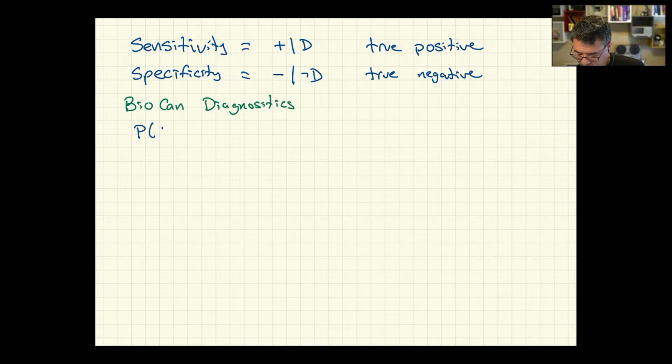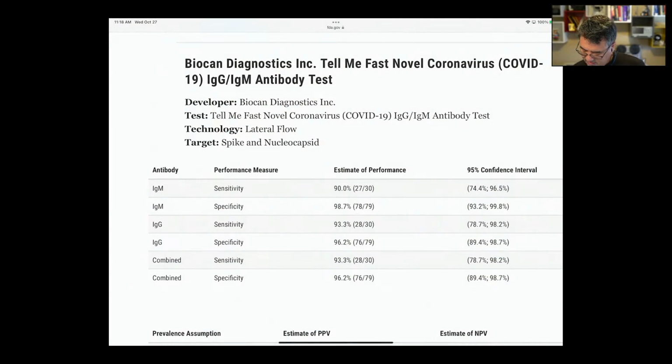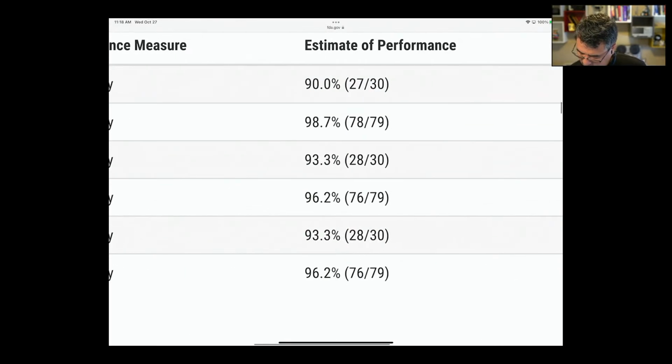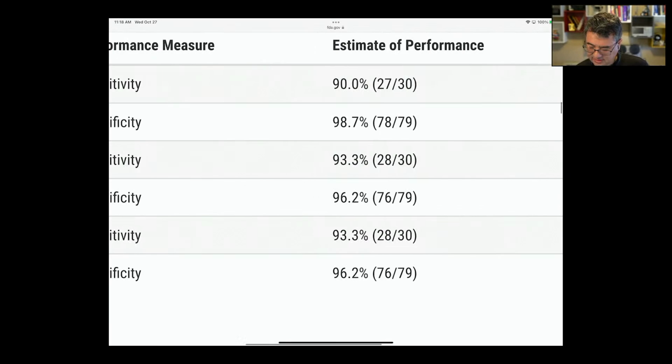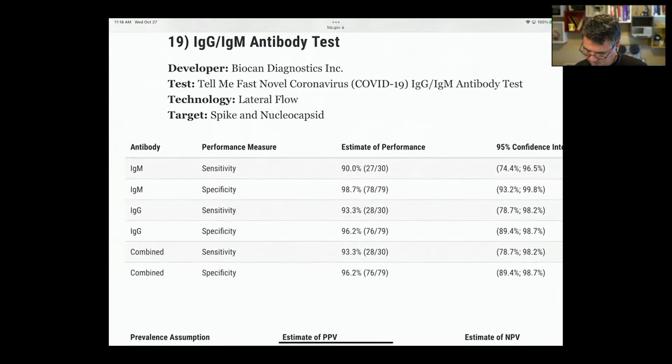Okay, so we have the probability of you have coronavirus. We have the probability of a positive test given you have coronavirus. The probability of a negative test given you don't have coronavirus. And so these last two numbers we can get right off of their website. So we've got, for sensitivity, I'm going to use the combined numbers here. For the sensitivity, we've got 93.3% down here at the bottom. And then for the specificity, we have 96.2%. So those are the numbers I'm going to use.